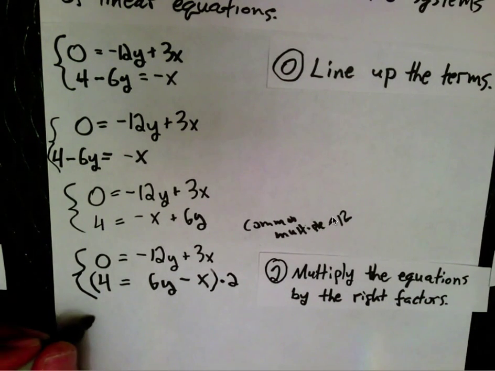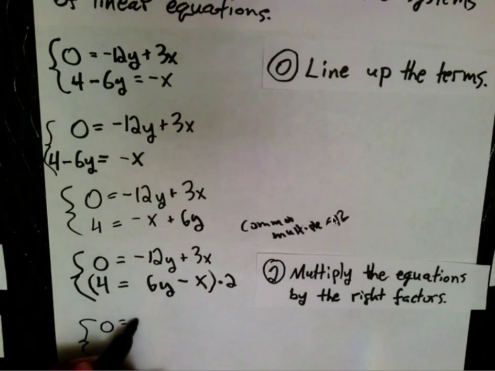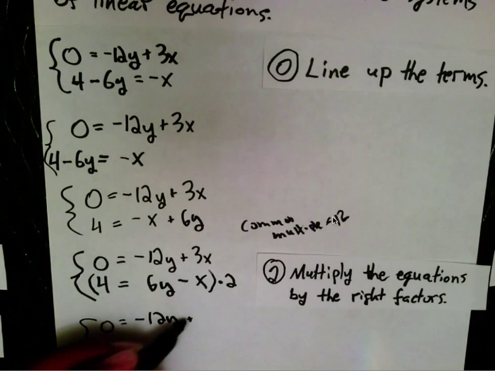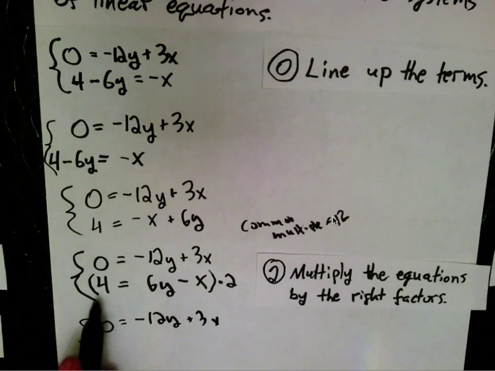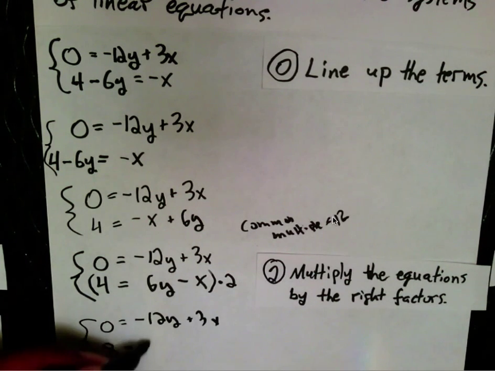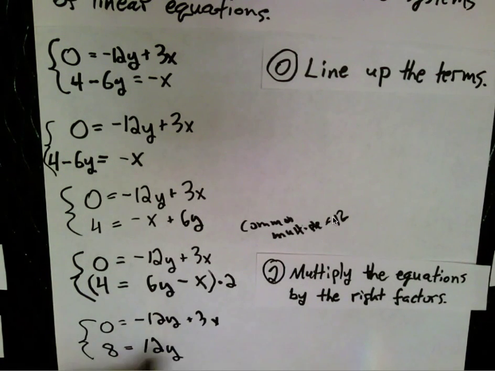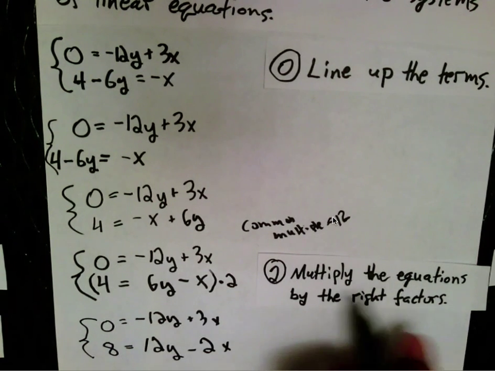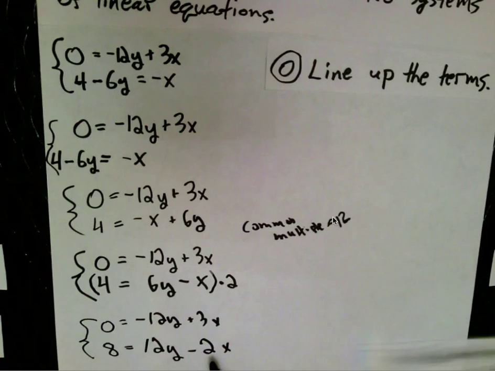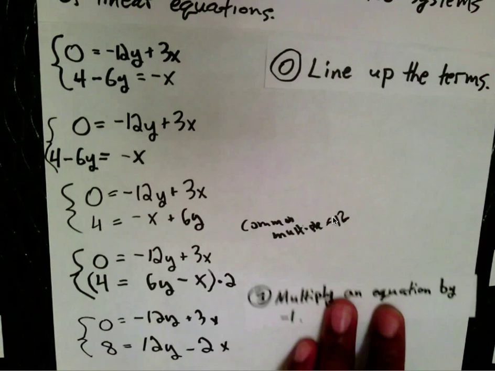So here we go. When we rewrite, I have 0 equals negative 12y plus 3x. Okay, and now I'm multiplying this bottom equation by 2. 4 times 2 is 8. 8 equals, let's see, 6y times 2 is 12y. Negative x times 2 is negative 2x. There we go. Multiply the equation by the right factor. I multiplied it by 2. Now, what's my next step? Multiplying the equation by negative 1.